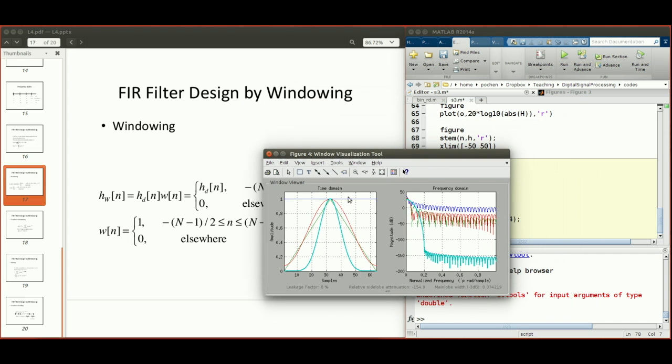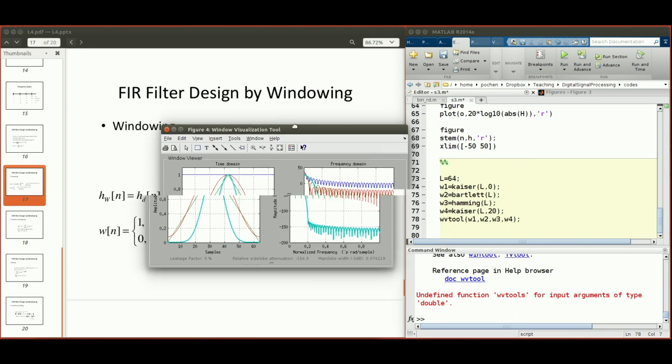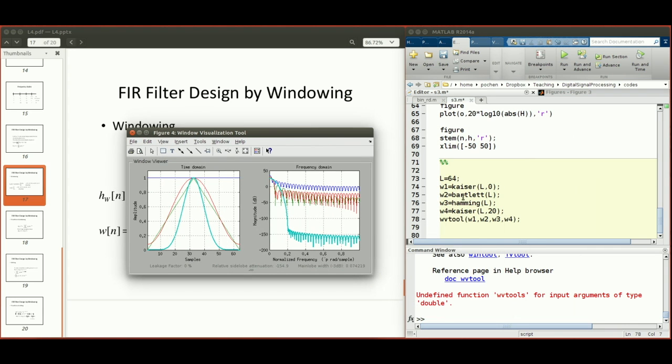On the left side, it's the time domain window for the 4 different windows that we have typed: Kaiser L0, Bartlett, Hamming, Kaiser L20. So you can see 4 curves here. And on the right side, it's the frequency domain representation of those windows. It's basically the amplitude. The horizontal axis is the normalized frequency. The vertical axis is in dB. It's the amplitude of the Fourier transform of each of those windows. And the color code is the same for the left and the right.